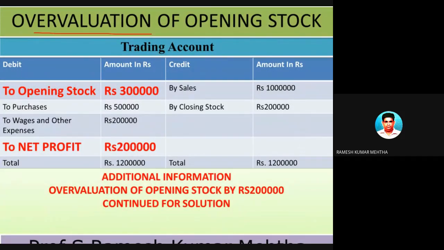I even discussed overvaluation of opening stock, overvaluation of closing stock, and so on and so forth. So overvaluation of opening stock, overvaluation of closing stock, undervaluation of opening stock, and undervaluation of closing stock. These four items can affect the profit of the concerned business, so we have to rectify them. Another discussion on these four items will take place now. So put your attention and listen to me carefully.